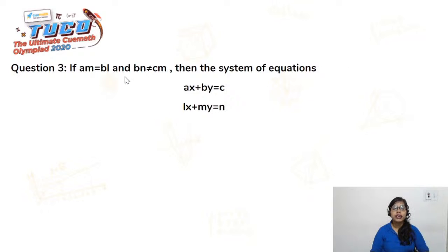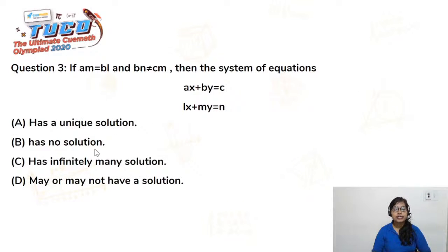Here goes our next question. If AM is equal to BL and BN is not equal to CM, then the system of equations has a unique solution, has no solution, has infinitely many solutions, or may or may not have a solution. So let's see who gets the answer to this. We have already studied several conditions of a system of linear equations. So please take that into account and try to solve this question. Any responses, anybody? Okay, all right, let me take it forward.